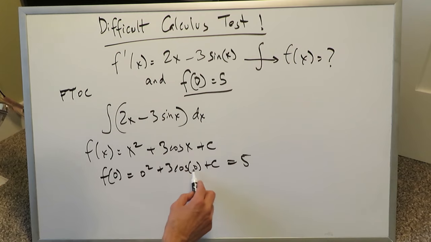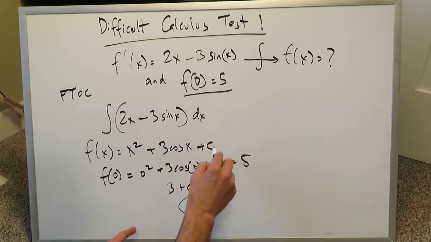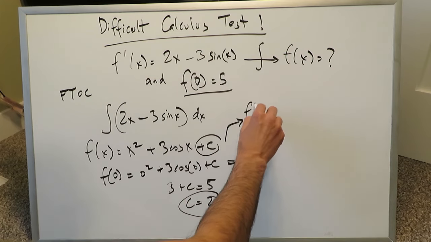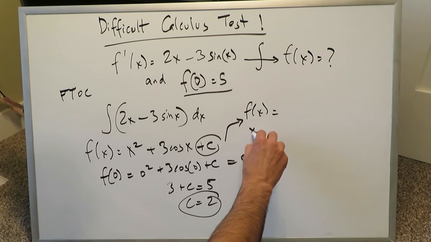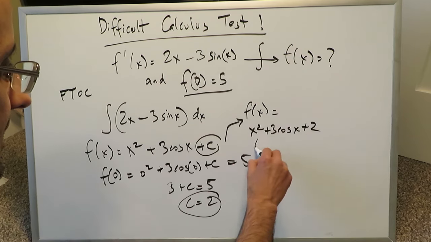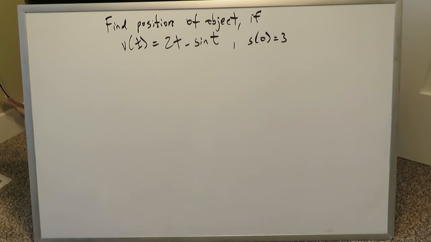0 squared is meaningless. Cosine of 0 is a 1. You have a 3 plus c is equal to 5, and then c is equal to 2. This c right here of value 2 will fall right in here, and you'll get a better function answer here. Your original function will be x squared plus 3 cosine x plus 2, and this here is your answer. So we will look at 3 relatively difficult integral questions in the rest of this video.